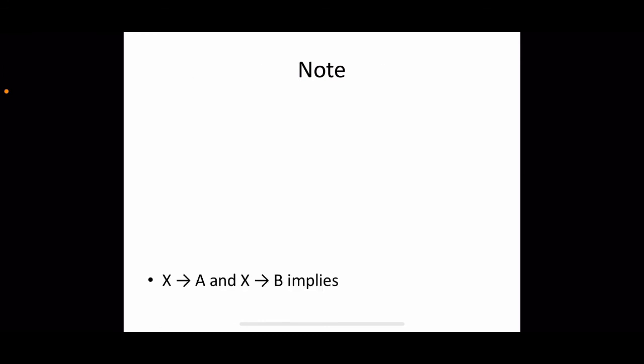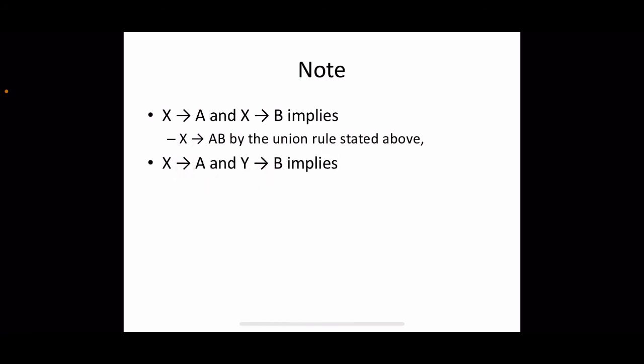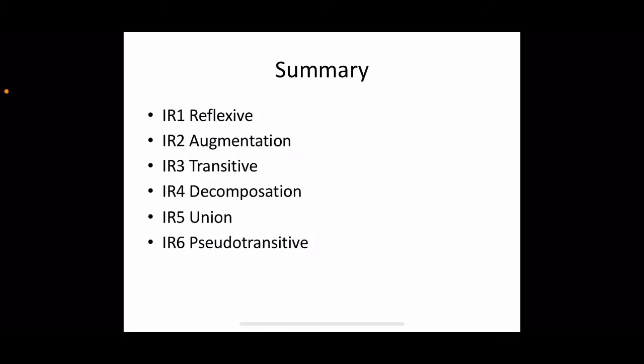Now some points to be noted from these rules. Suppose we have two dependencies, X determines A and X determines B, then we can infer X determines AB by using the union rule. And also if X determines A and Y determines B are there, we can infer XY determines AB. Now, if there is a dependency XY determines A, it may not be true that X determines A or Y determines A. We cannot infer such a new dependency from XY determines A. So these are the different rules for inferring new dependencies from the existing dependencies.